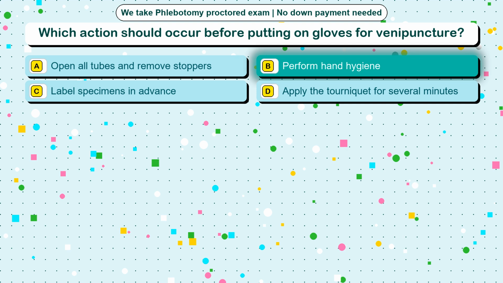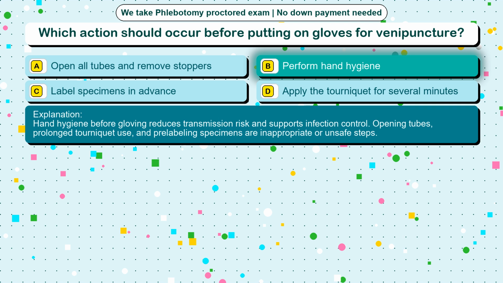The correct answer is option B. Perform hand hygiene. Hand hygiene before gloving reduces transmission risk and supports infection control. Opening tubes, prolonged tourniquet use, and prelabeling specimens are inappropriate or unsafe steps.